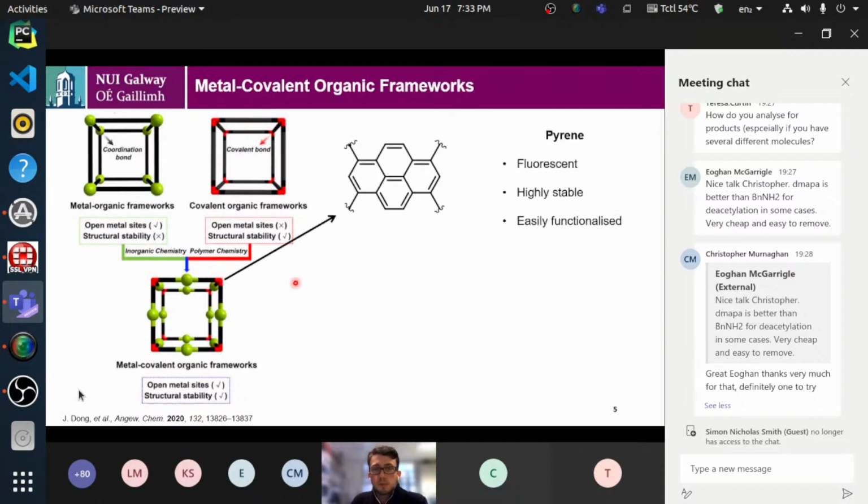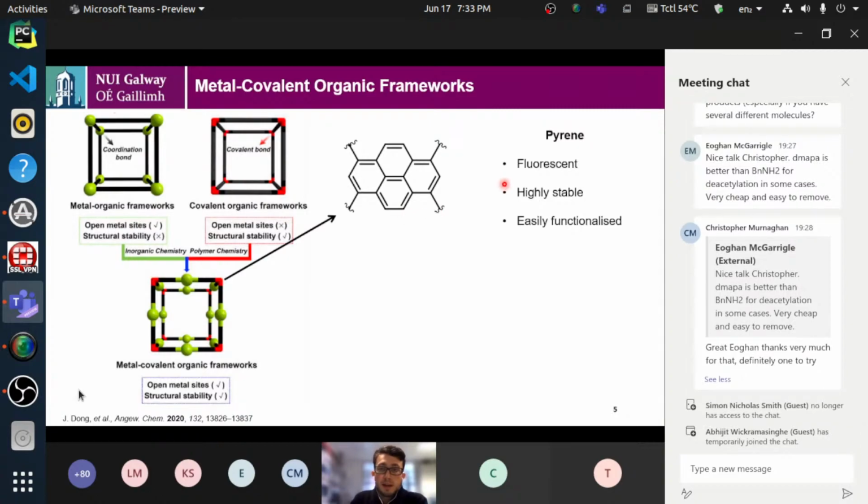So to do this, we've looked into using a pyrene moiety as the linking covalent unit. And the reason for that in terms of photoactive materials is that pyrene is highly fluorescent, it's highly chemically and thermally stable, and it's relatively easily functionalized at the positions I've shown here.